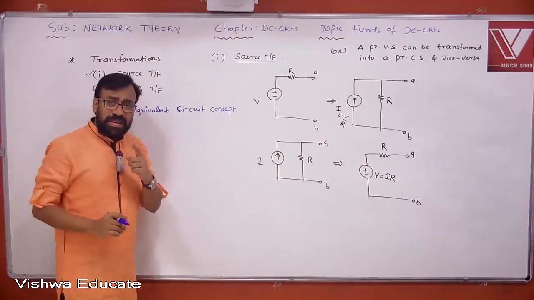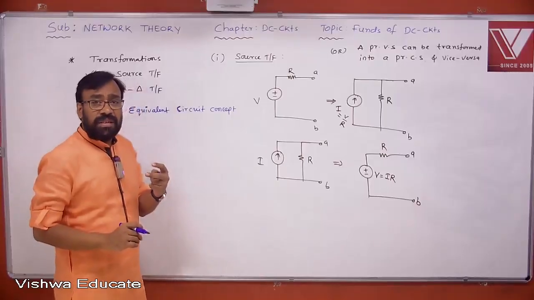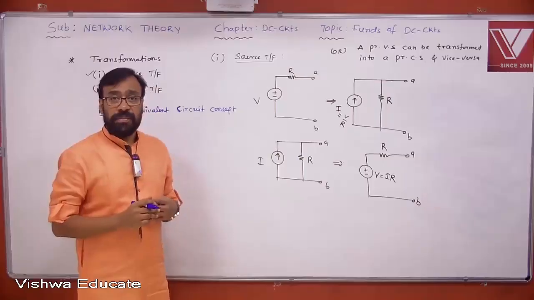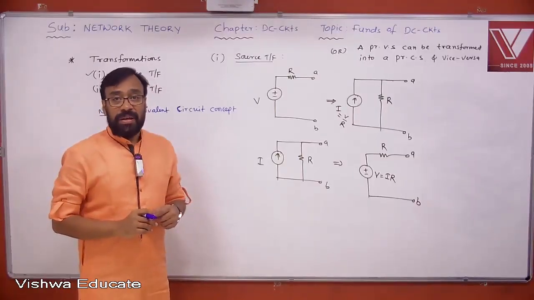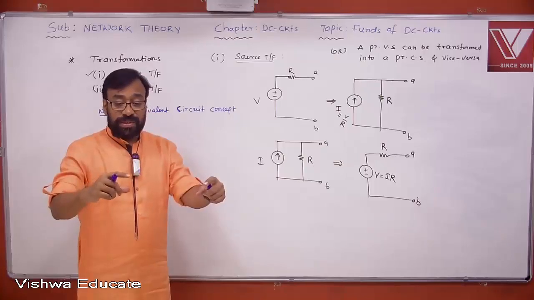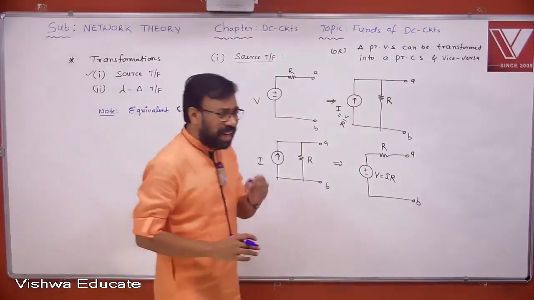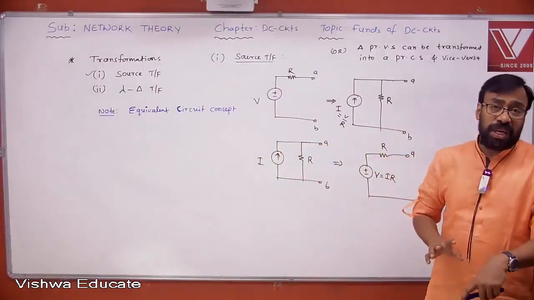But remember, the two circuits which are given might be active or they might be passive. Yes or no? The two cases again you will see. You cannot say one active network, one passive network and say that these two are equivalent. It's not possible. What is an active network? What are the elements that are present in the active network? Tell me.